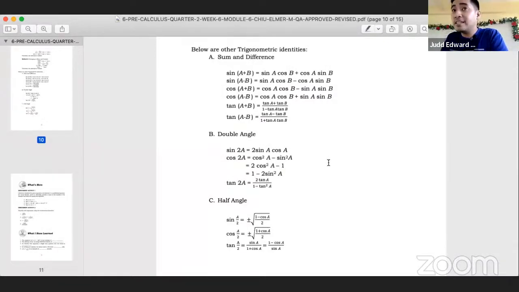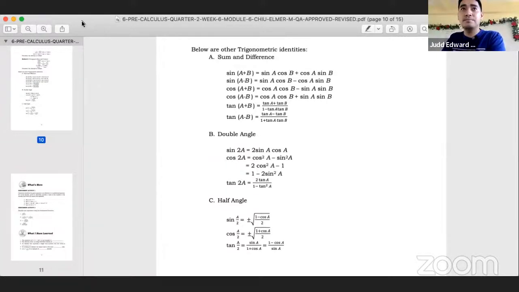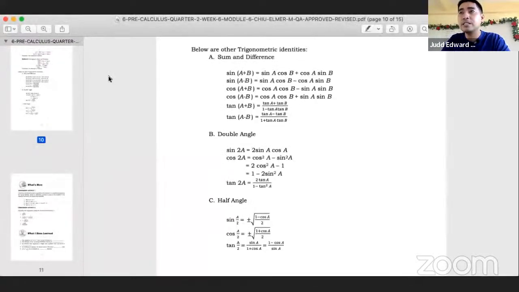So, doon naman tayo sa other identities. Okay, these are the other identities na meron po tayo. We have sum and difference, we have double angle, and we also have half angle. Meron pa tayong tinatawag na sum to product and product to sum. So, I'll just upload na lang yun. Pero ito yung mga iba pang trigonometric identities na given sa atin: sum and difference, double angle, and half angle.